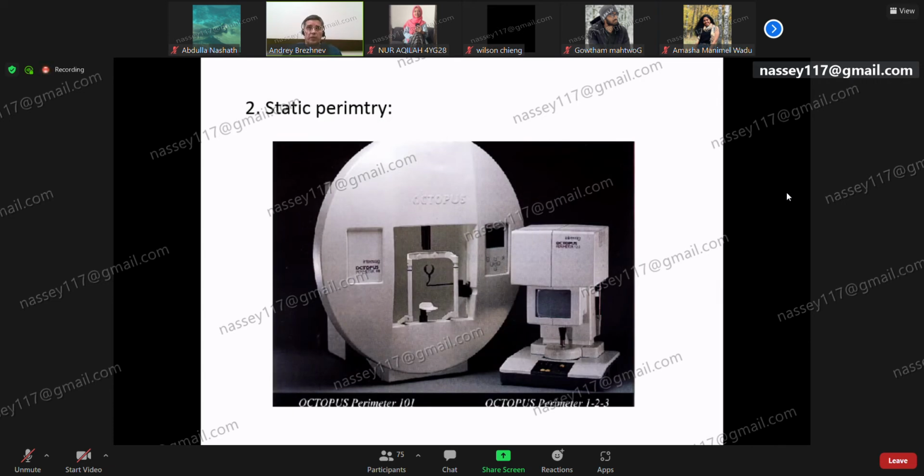Various methods of static perimetry are adopted: Goldmann perimetry, Friedmann perimetry, automated perimetry, and so on and so forth. Here you see one of the computer perimeters, which is widely used in real clinical practice.